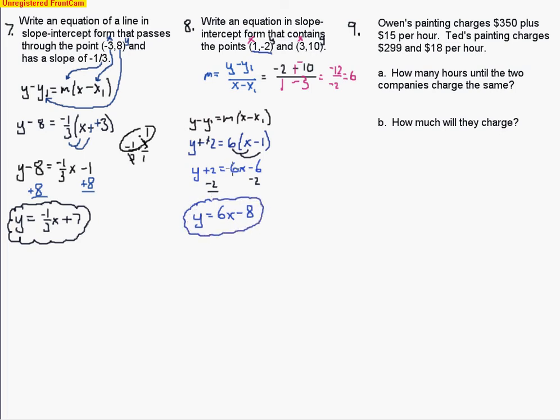Well, those are writing some equations. The last problem is a review from the last test we had of this format. And that is when we had two different companies. So we had Owen's company here. And they're asking us, Owen's company charges a certain amount. Ted's company charges a different amount. How much until the two companies charge the same? Same means equal. And so we're going to set Owen's company equal to Ted's company. And then we'll know when they will charge the same.